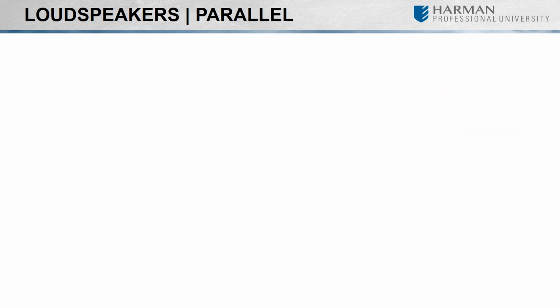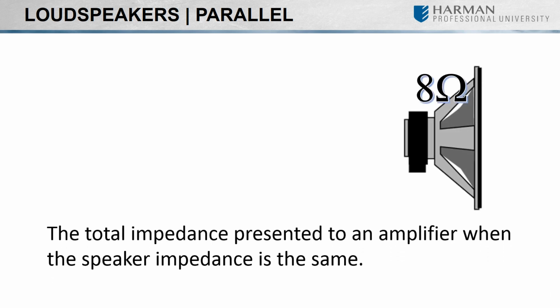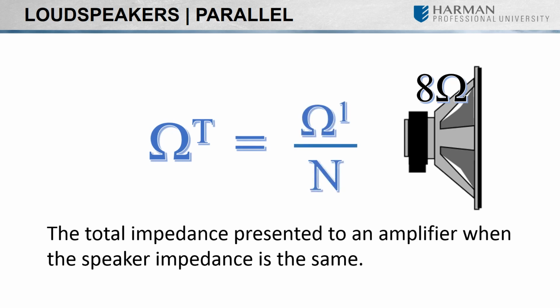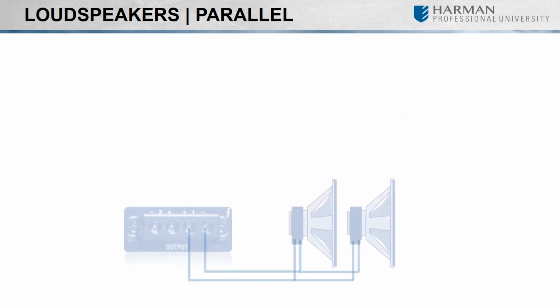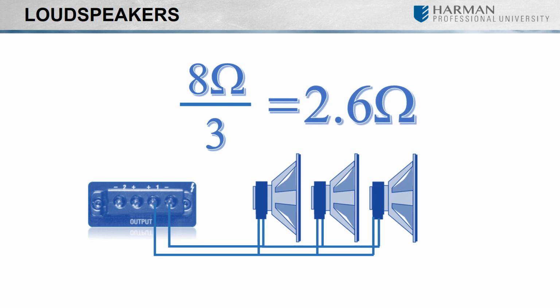Alright, so that rules out series wiring, but what about parallel wiring? When implementing parallel wiring of speakers, the total impedance presented to an amplifier is easy to calculate when each speaker has the same impedance. Divide the speaker impedance by the total number of speakers being wired together. Now let's apply this to our two 8 ohm speaker example. And here's what happens when we add a third speaker.